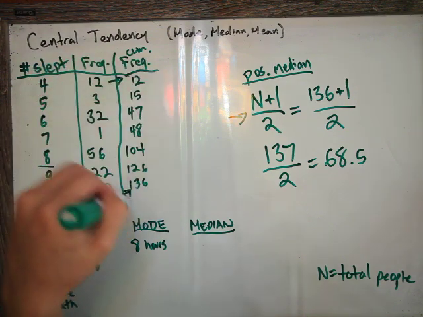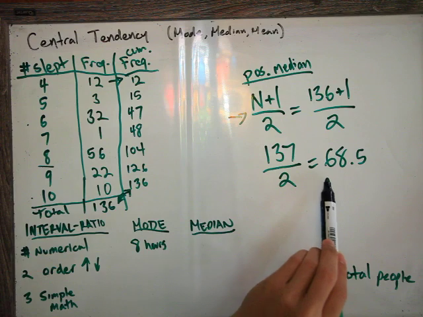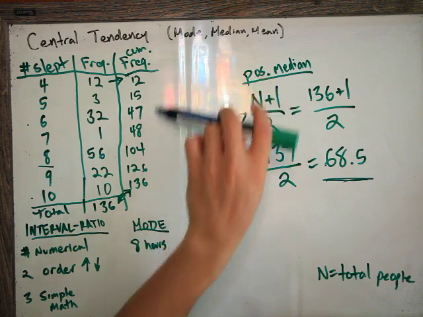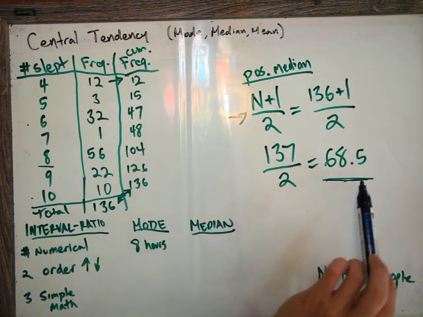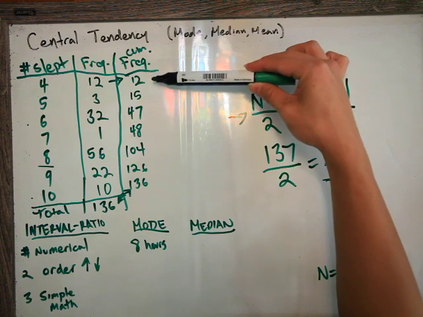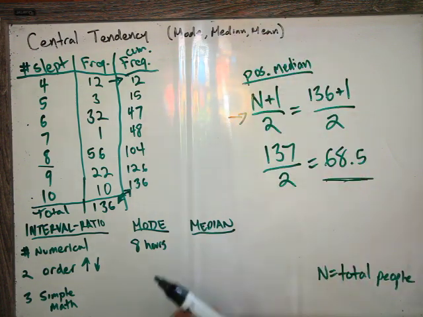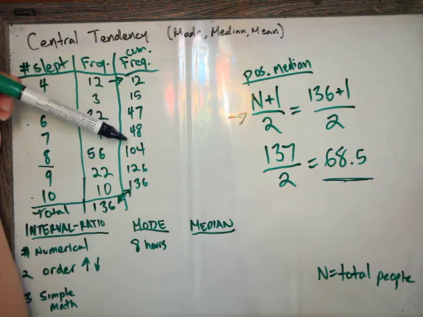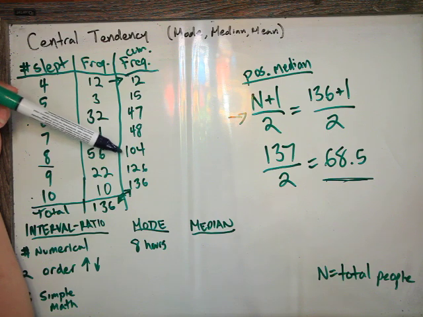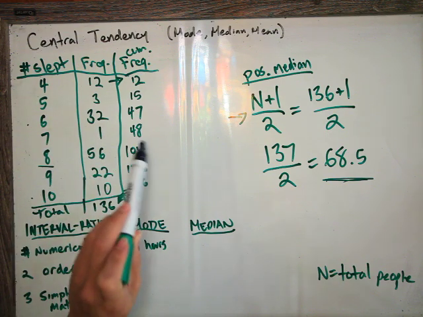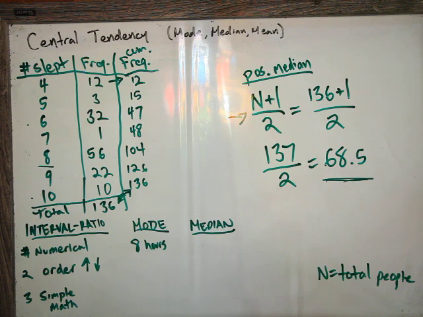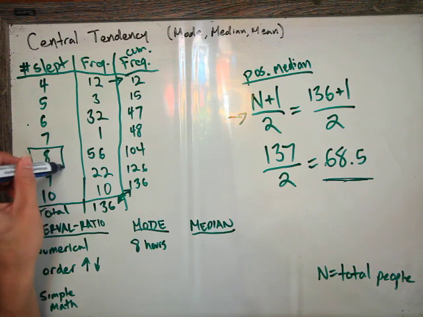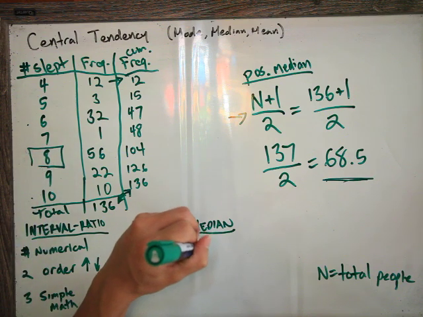So now that we have our cumulative frequency and our position of the median, all we need to do is find the row that first passes 68.5. So 4 hours, no, that doesn't pass 68.5. 15, no. 47, no. 48, no. 104, yes. 104 is the first cumulative frequency to pass 68.5. Therefore, for 104, the category is 8. So the median is 8 hours.